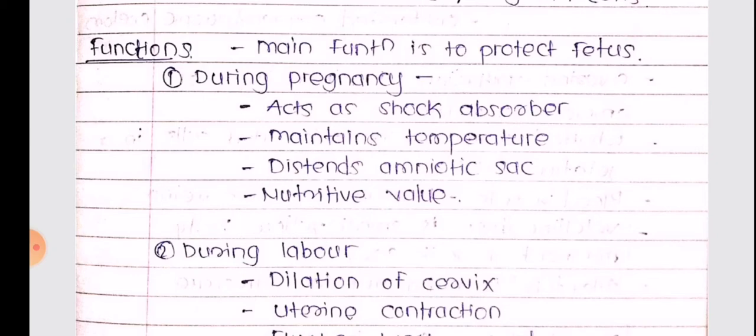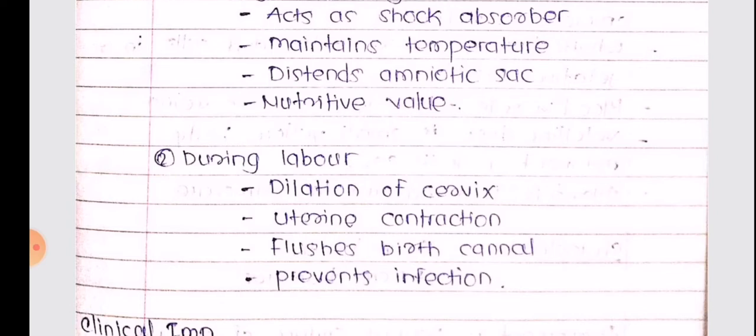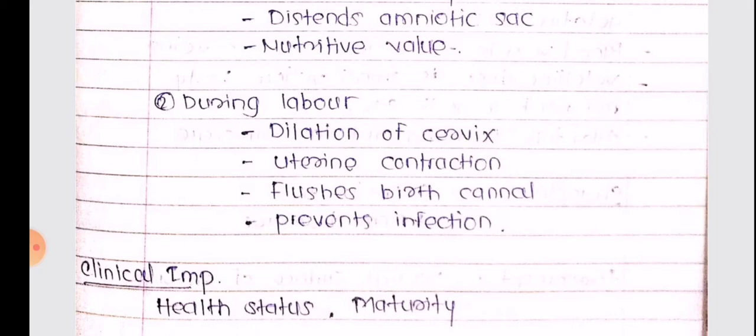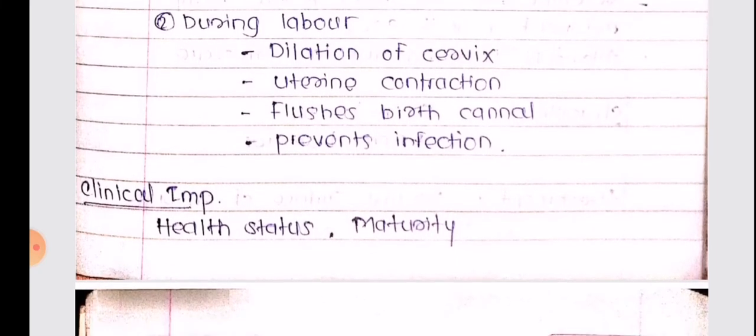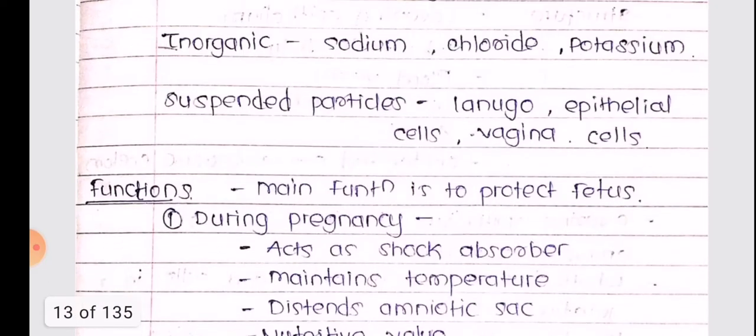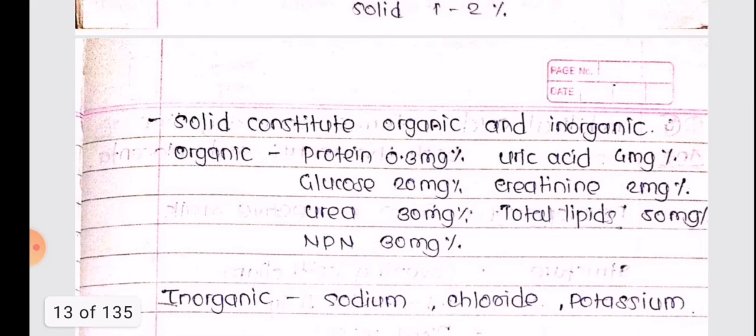It maintains temperature, distends the amniotic sac, and has nutritive value. During labor, it helps in dilatation of the cervix and uterine contraction, flushes the birth canal, and prevents infection. Clinical importance: to measure the health status of the baby and the maturity of the baby. So this was the importance of amniotic fluid.